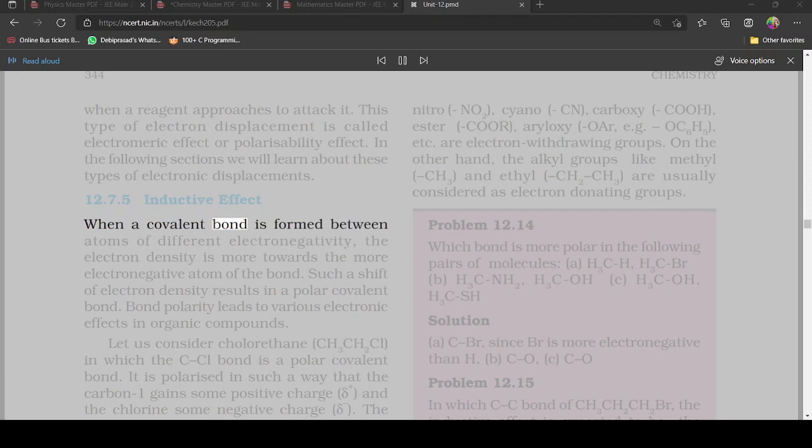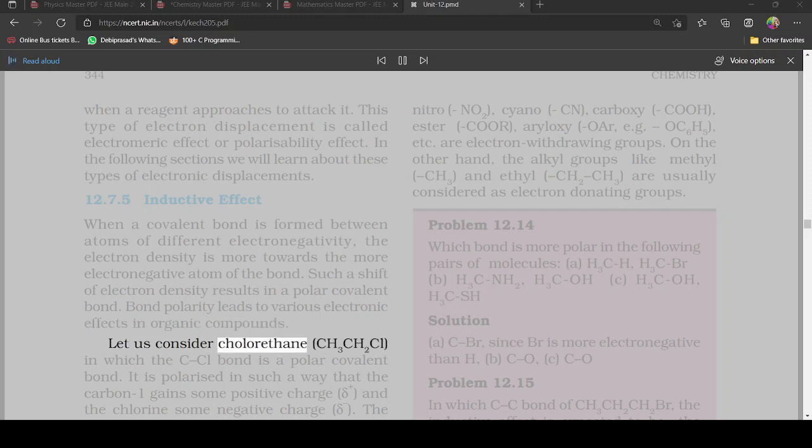When a covalent bond is formed between atoms of different electronegativity, the electron density is more towards the more electronegative atom of the bond. Such a shift of electron density results in a polar covalent bond. Bond polarity leads to various electronic effects in organic compounds.